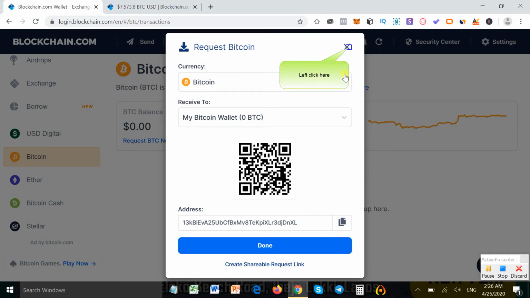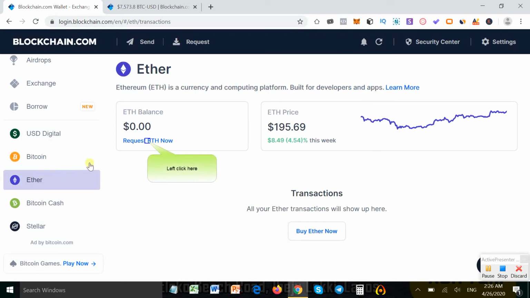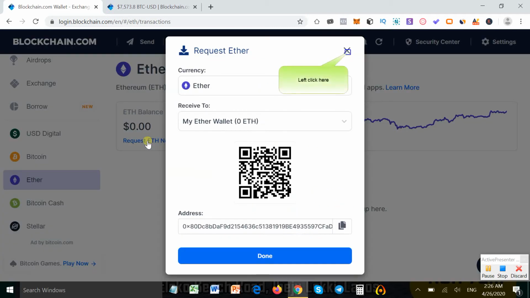That one is that. And if you want Ethereum, just click on Ethereum, then you click on request now. Then this is your Ethereum. It also goes for Bitcoin Cash and the Stellar.